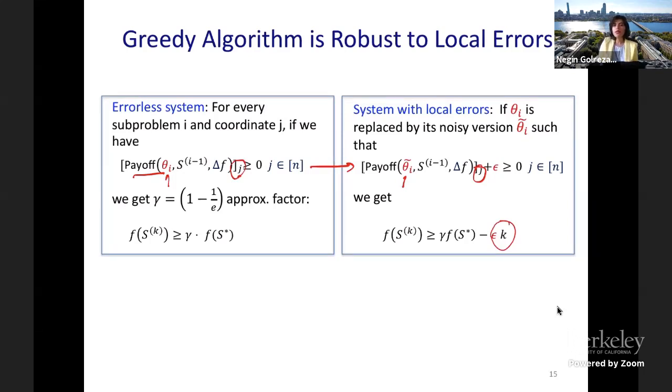Why is it great? Because the greedy algorithm builds solutions on top of each other, right? So I want to make sure that if in one of the stages I have some error, the error does not propagate, it just simply adds up together. And it turns out that this greedy algorithm already has that property. In the greedy algorithm, the local errors do not propagate, which is quite nice.